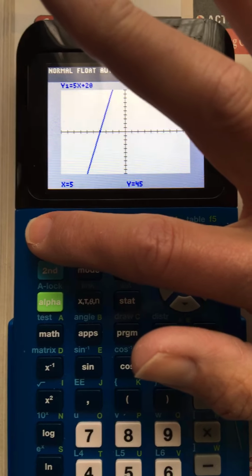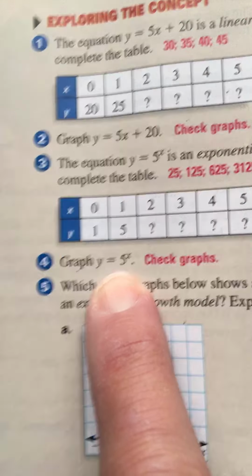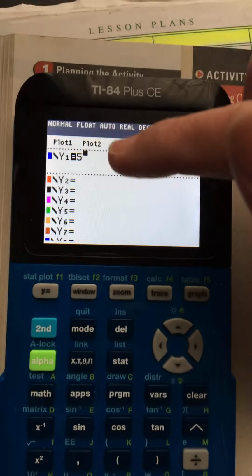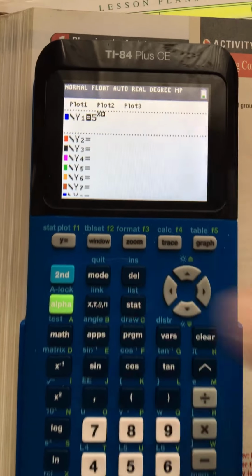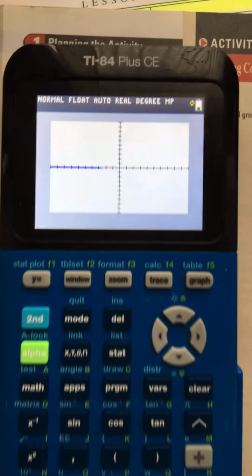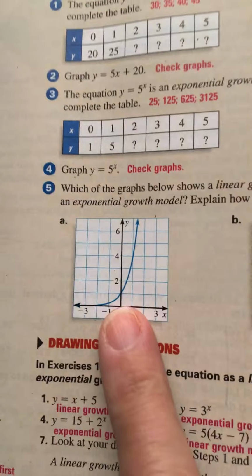Okay, so now let's put in the other one. Let's go back to the other one. We're going to clear out this one, and we're going to put our second one in, and it's y equals 5 to the x. So we say 5, we go up to get up in exponent land, and we say x. So that's our equation. Now we hit the button that says graph, and that's the shape of a growth one.